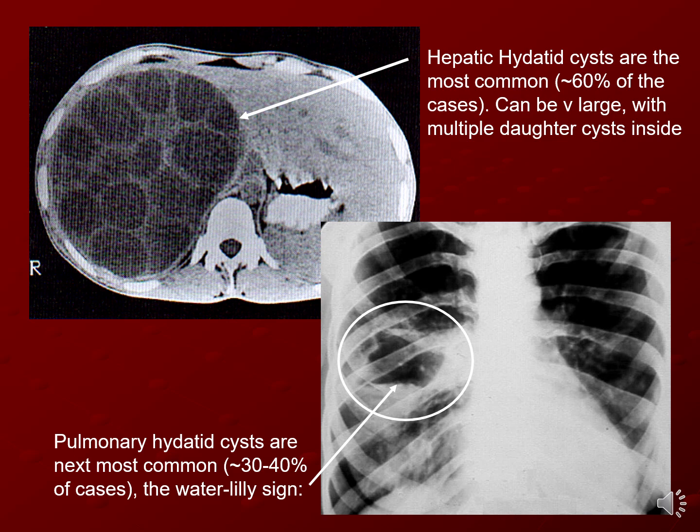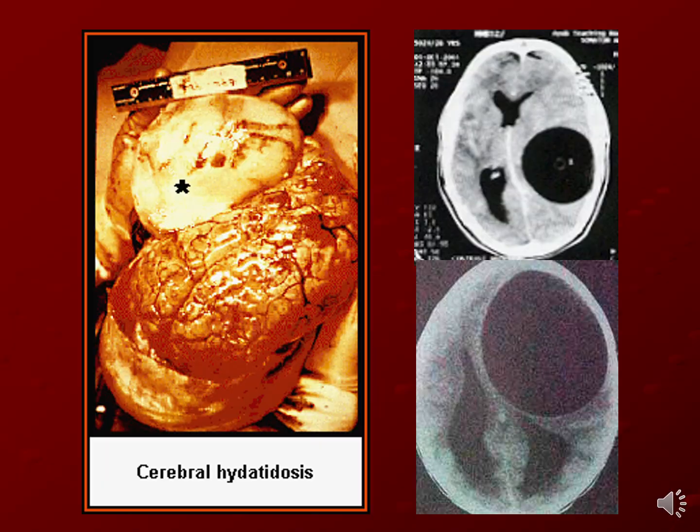This is when a hydatid cyst ruptures and the laminated membrane falls down, then the air fluid level will be irregular, not like a straight line, and it's referred to as the water lily sign. This is characteristic of a ruptured hydatid cyst in the lung.